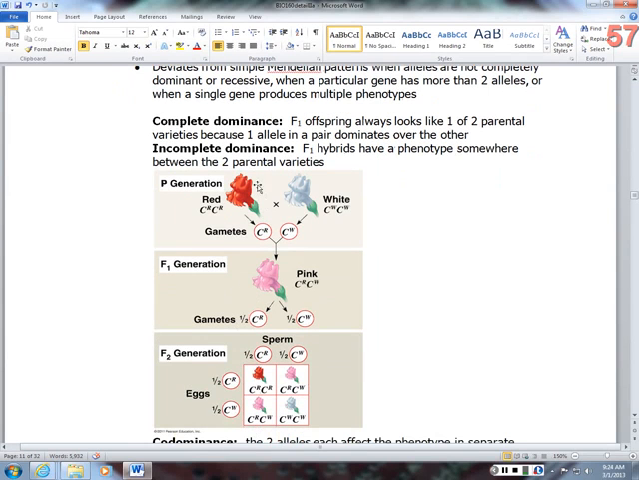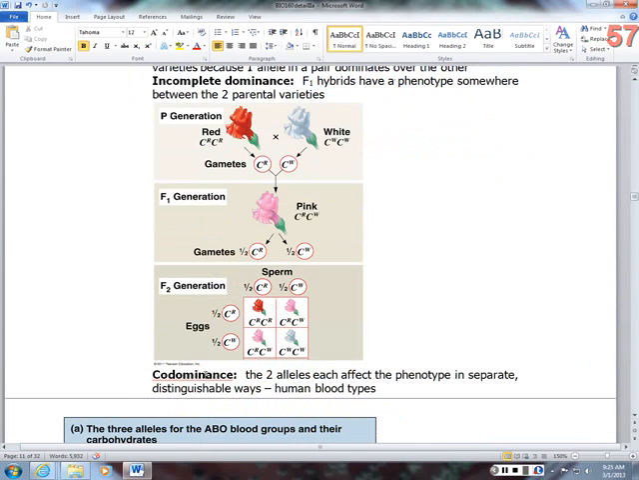However, when you crossed a pink flower with a pink flower, you still had these separate genes in there. What you get are one that's going to be a red flower, two that are going to be pink flowers, one that will be a white flower. So that's what your ratio ends up becoming.